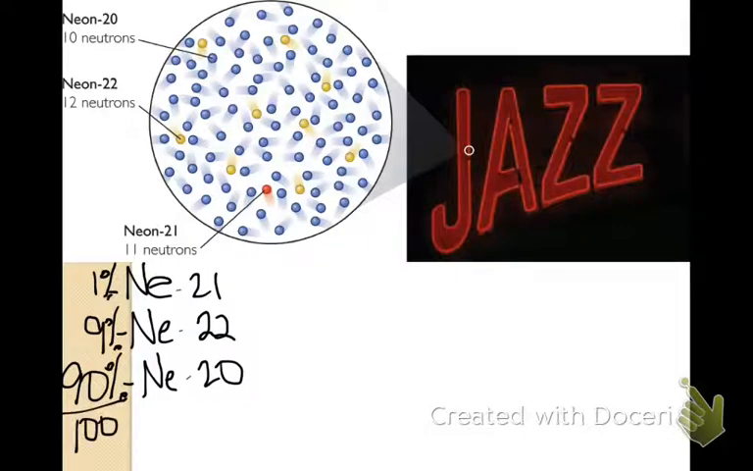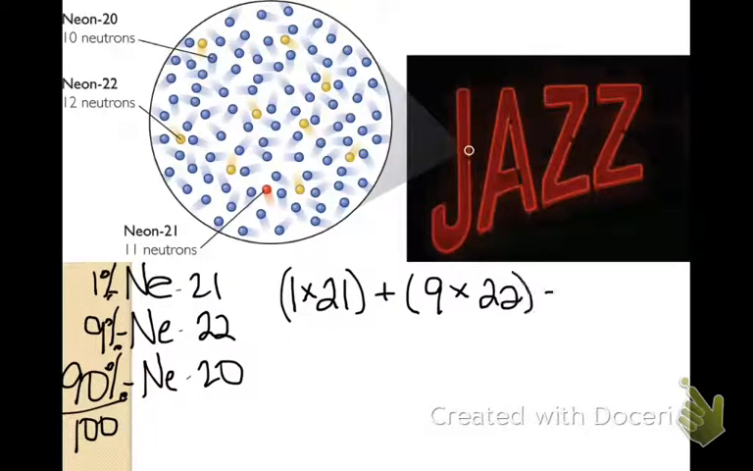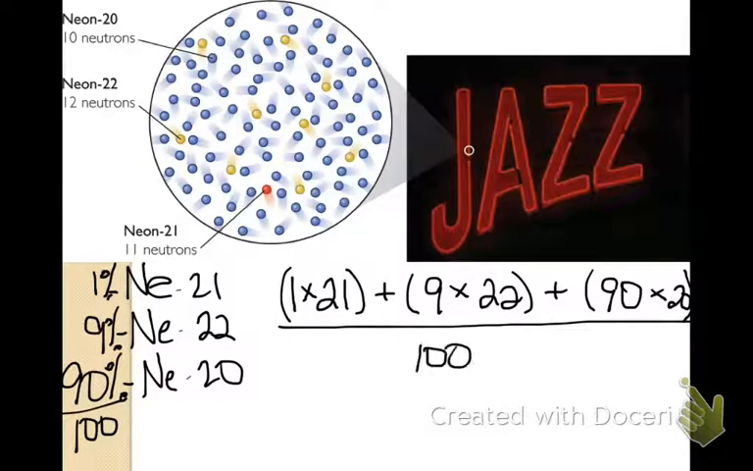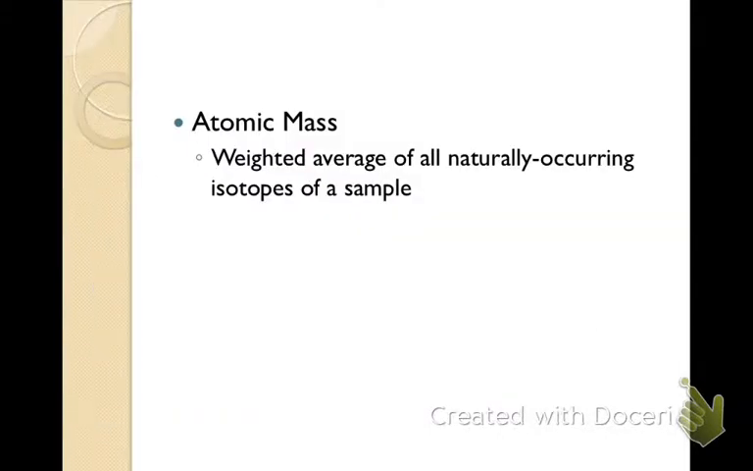So we can show that 1% has a mass of 21, added together with 9% having a mass of 22, and 90% having a mass of 20. I'm going to divide all of this by 100 because I want to get rid of that percent, right? We don't want percent in the final answer. If we solve for this, we end up getting the average atomic mass. So the atomic mass is the weighted average of all the naturally occurring isotopes of a sample.